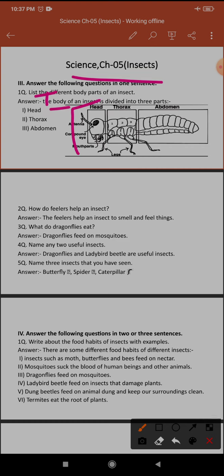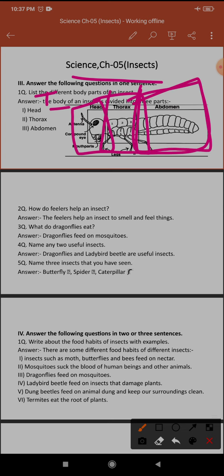The first part is called head. The second part is called thorax, and the third part is called abdomen. Okay, the largest part of the body is what? Abdomen. Now the second question is, how do feelers help an insect?